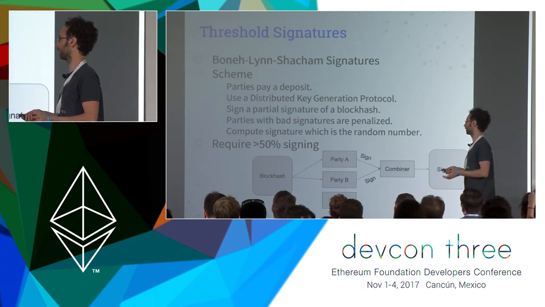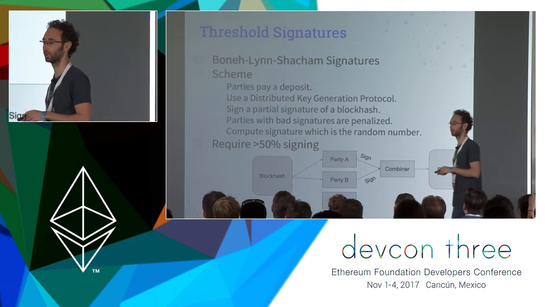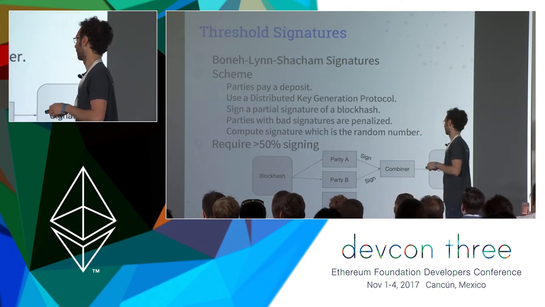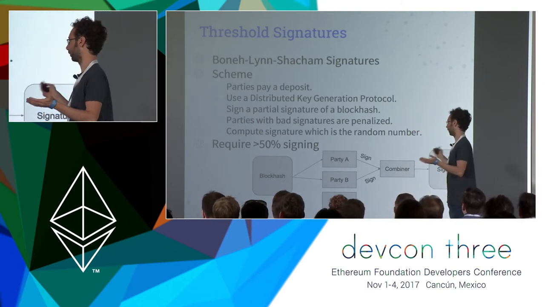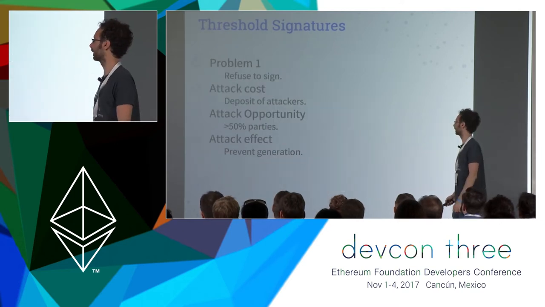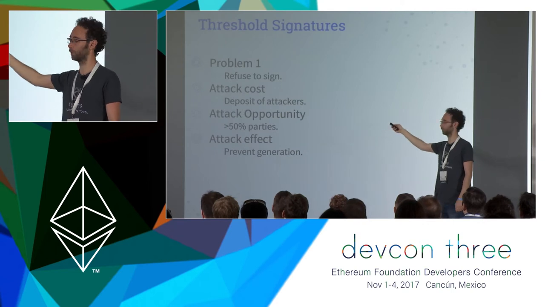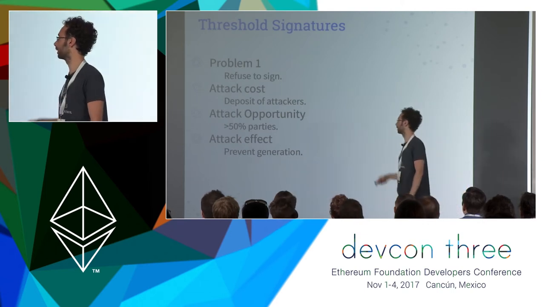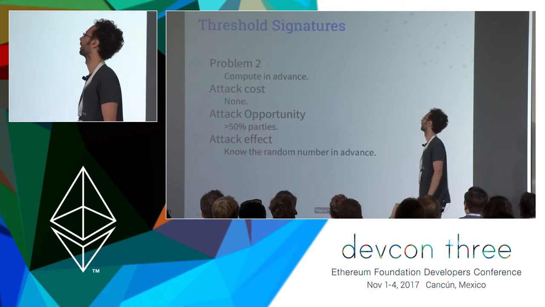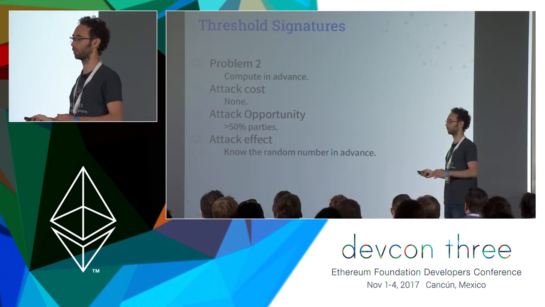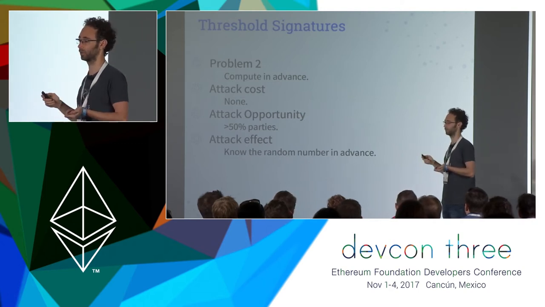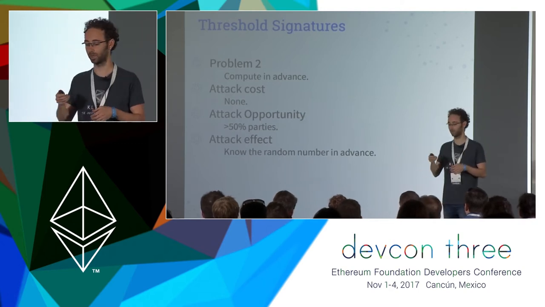So that's really good if you are in the honest majority model. Because in this case, half of the parties reveal and everything goes right. But the problem is if you can get an attack of 50% with parties refusing to reveal to sign, or even worse, with parties who will collude to get to know the random number and they can censor it by making some block hash attack.